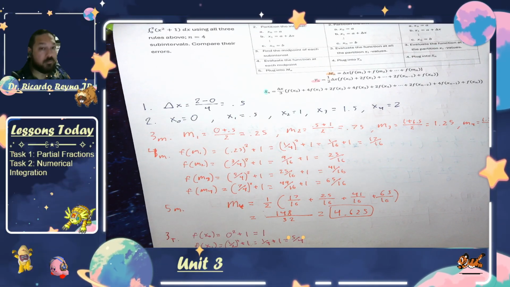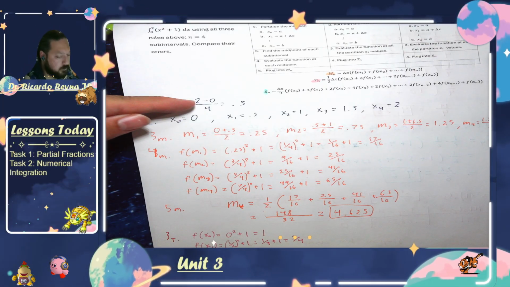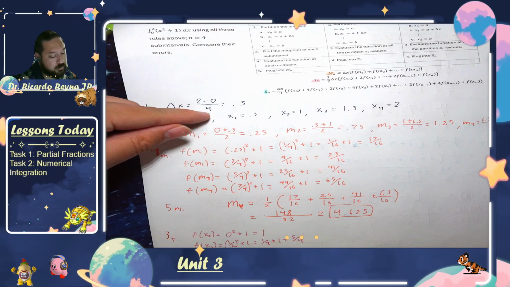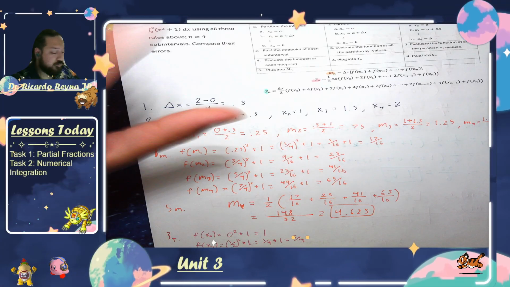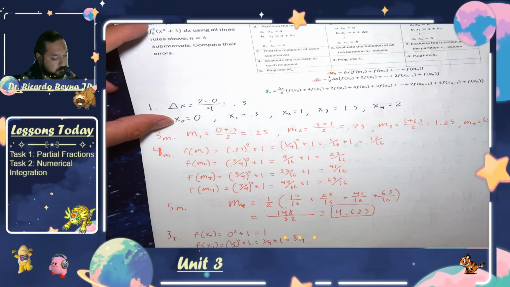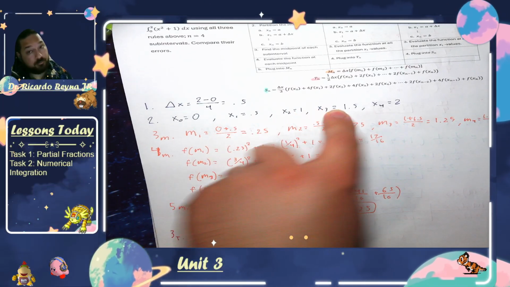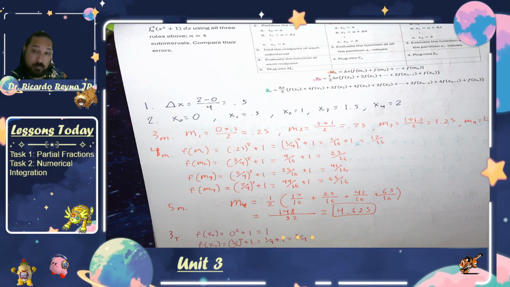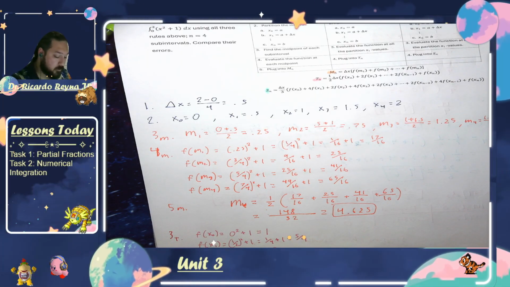So compute the change of x. We know that we are starting from 0 and ending at 2, and I'm going to do 4 intervals. So this is 2 over 4, which is 0.5. And then all of our x's start at 0, and then it's just us adding 0.5. So x1 is 0.5, x2 is 1, x3 is 1.5, x4 is 2.